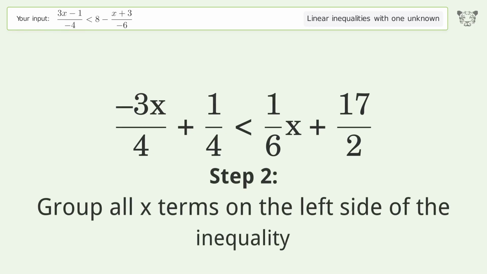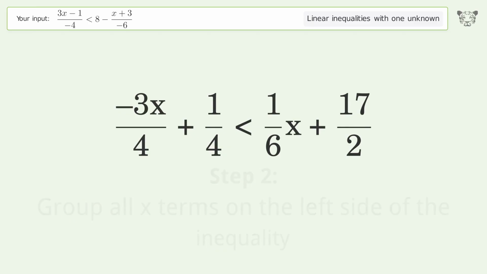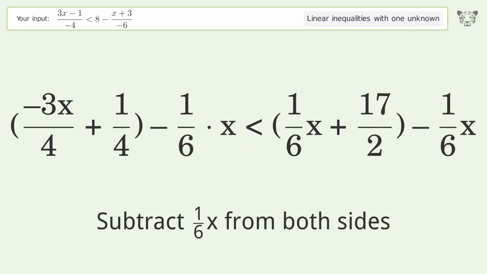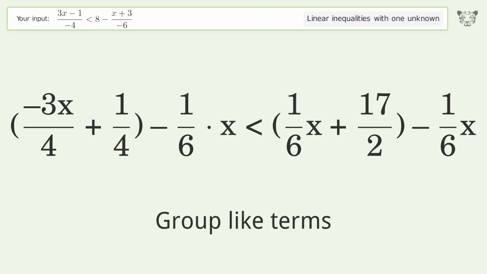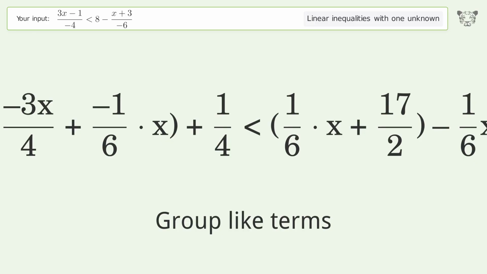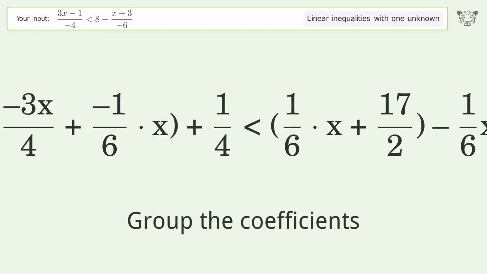Group all x terms on the left side of the inequality. Subtract 1 over 6x from both sides. Group like terms. Group the coefficients.